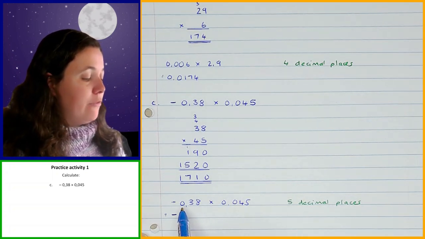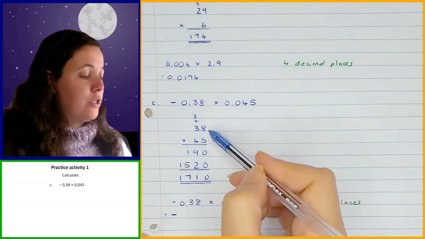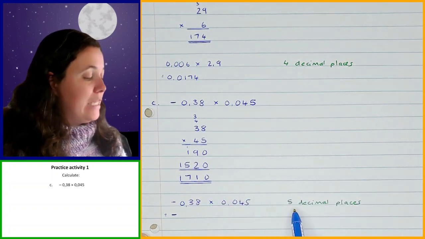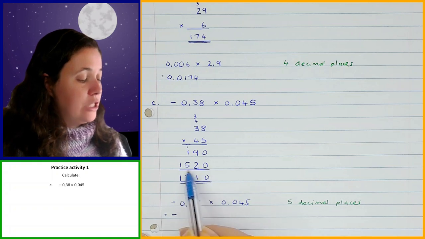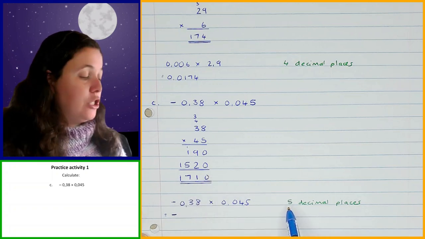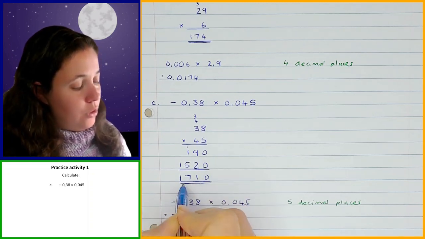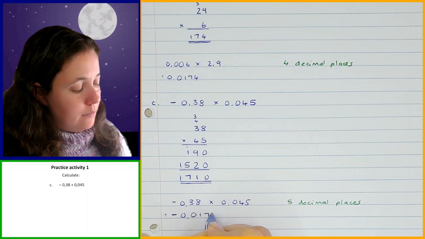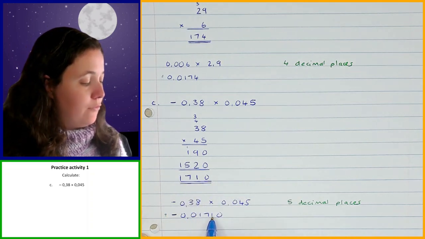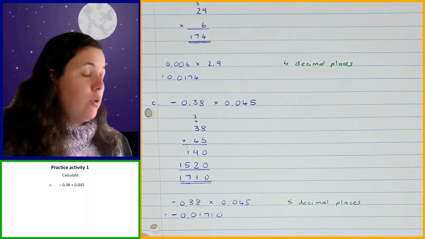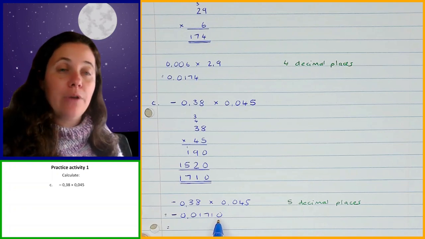Okay. Then we've got 1710, when we multiply 38 and 45 together, we need to have our final answer with 5 decimal places. This is 4 digits, so we need one more digit to get 5. So I'm going to have 0, comma, and then 0, 1, 7, 1, 0. Okay, so I've got 1710. So here I've got 1, 2, 3, 4, 5 decimal places. But remember, when we write decimal fractions, we don't actually have to write this last zero over here. We can leave it out.